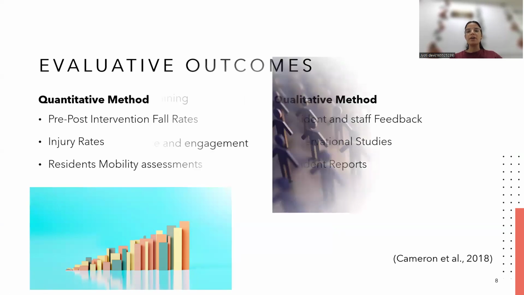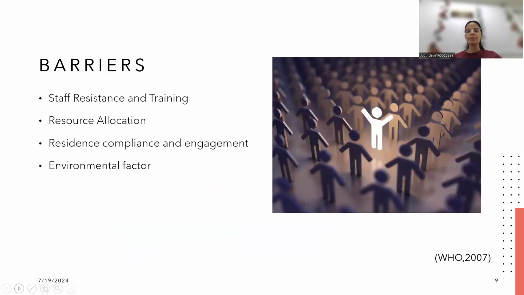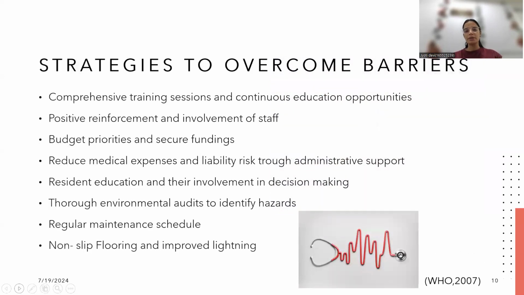Next are barriers. Barriers in fall prevention. There are four barriers which we are using according to statistical data: staff, resident, and training, resource allocation, resident compliance and engagement, and last one is environmental factors, for example, physical stimuli.